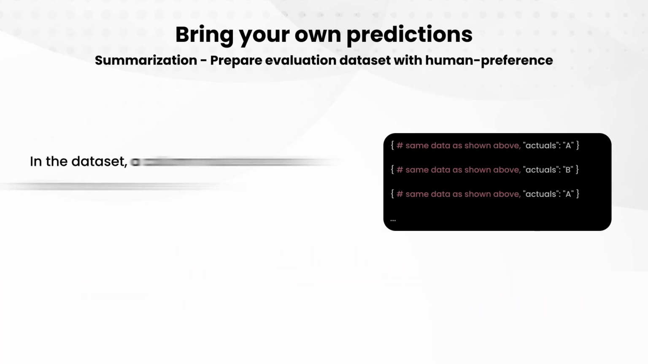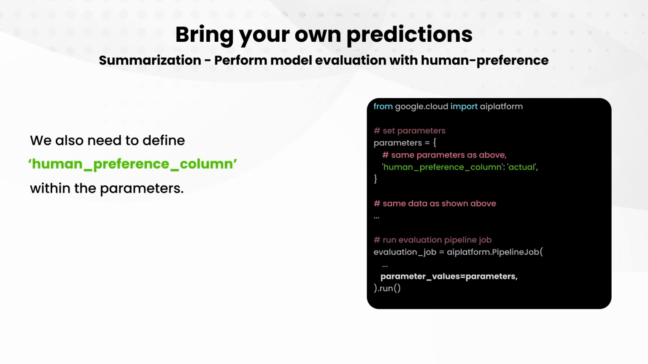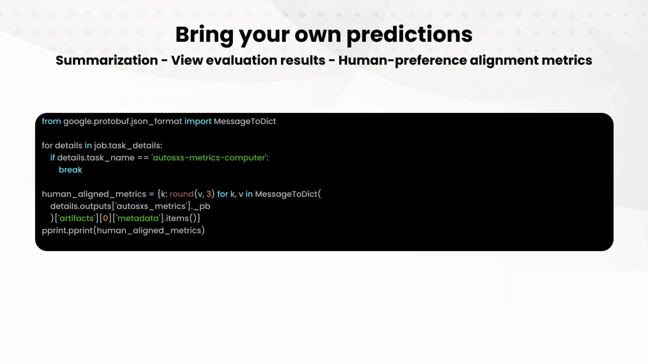In order to do so, in the dataset, a column must be added for human preference. We also need to define the human preference column within the parameters. The rest of the process remains the same. Including human preference results in additional metrics for human preference alignment.